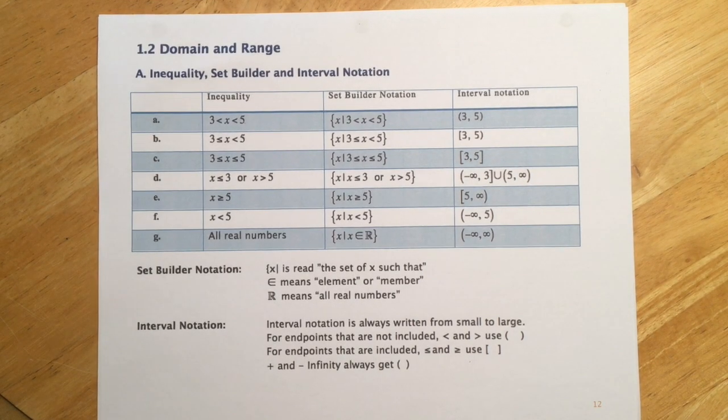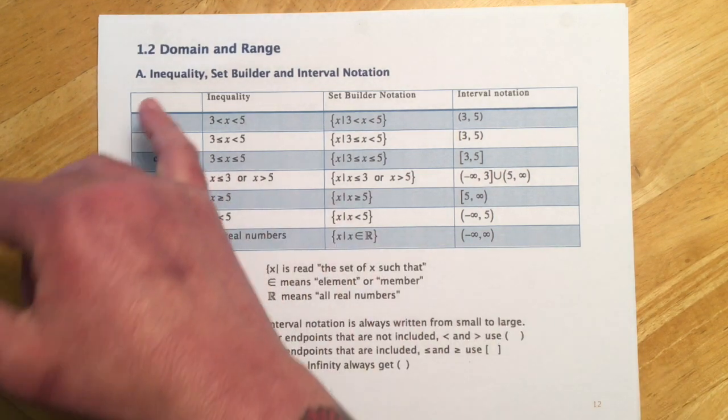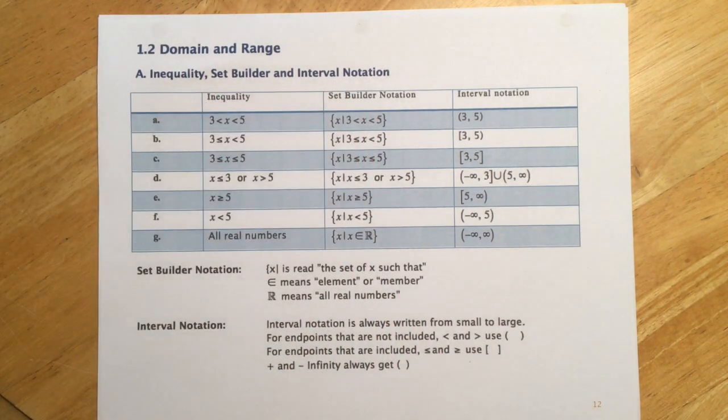Hey, this is section 1.2, domain and range. In this section, we're going to see three distinct topics. The first will be just the notation that we're going to use to describe domain and range, which will mostly be inequality and interval notation.